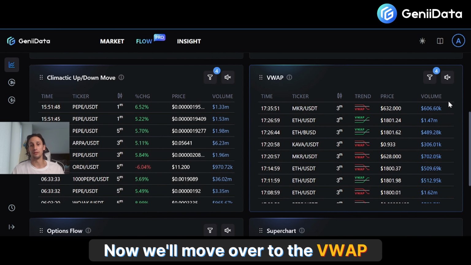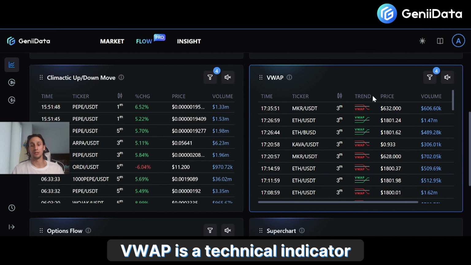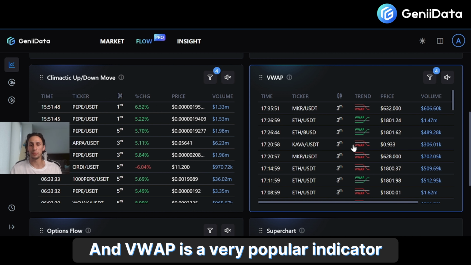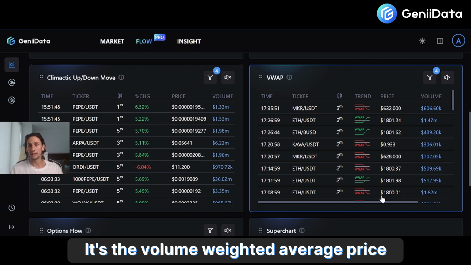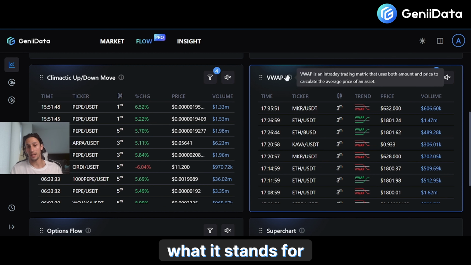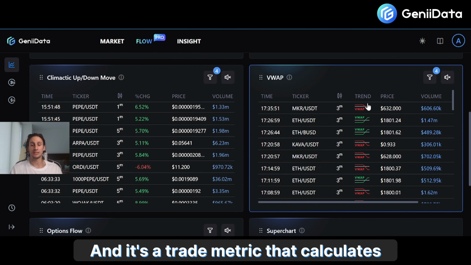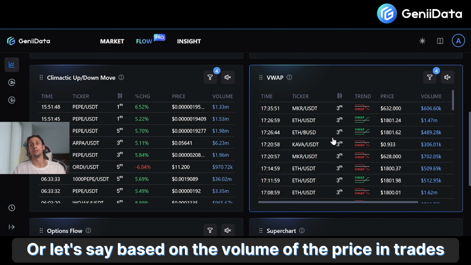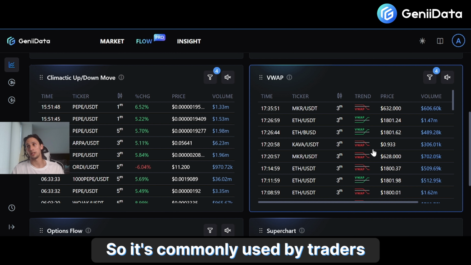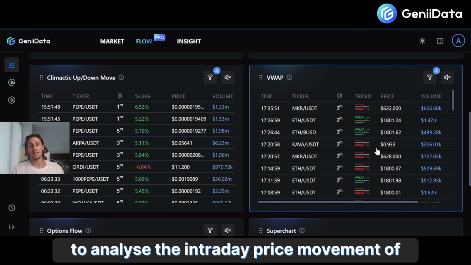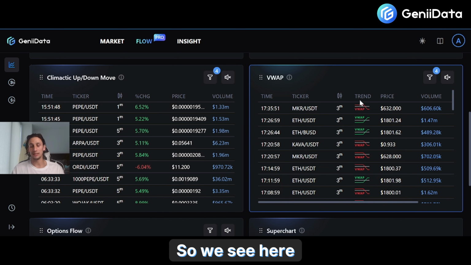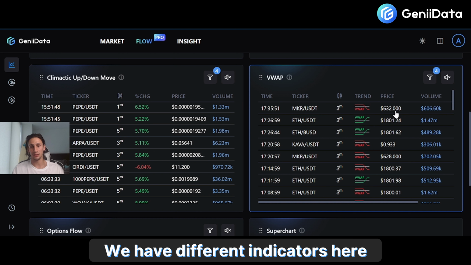Now we'll move over to the VWAP. VWAP is a technical indicator. If you're a trader, you might use a VWAP, and it is a very popular indicator. It stands for volume weighted average price, and it's a trading metric that calculates the average price of a security based on the volume and price of trades. It's commonly used by traders to analyze the intraday price movement of an asset to identify potential buying or selling opportunities. So we see here we have different indicators, which is the trend.